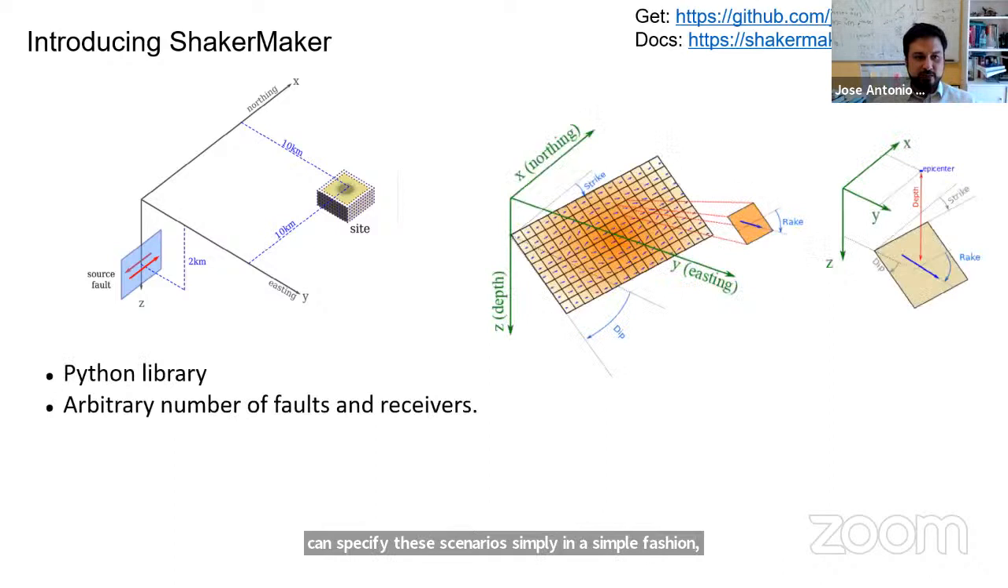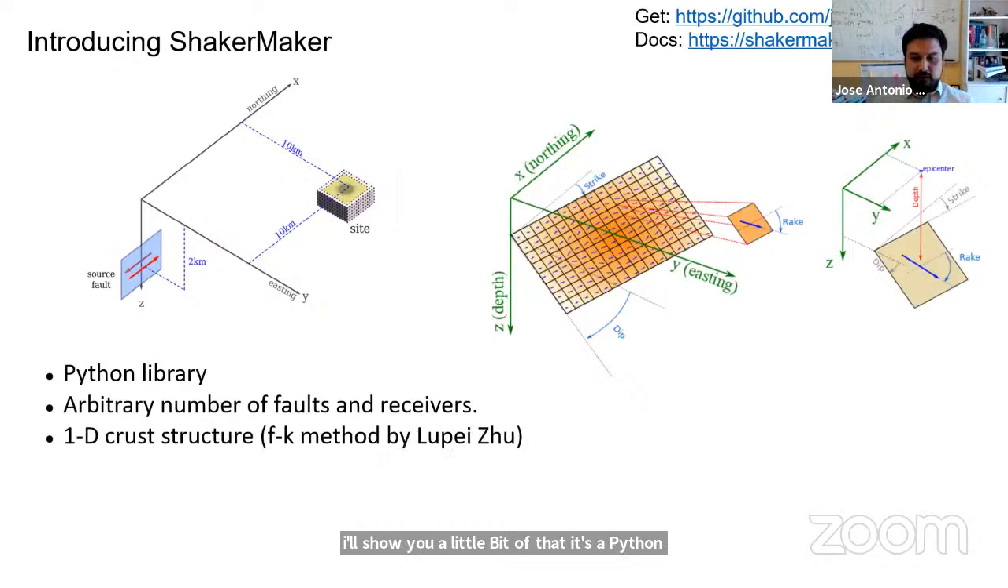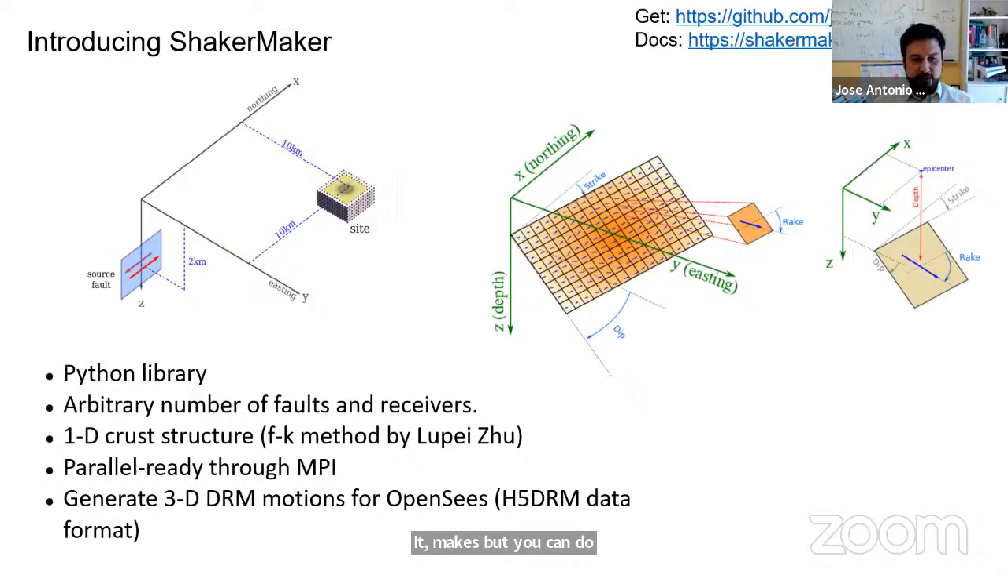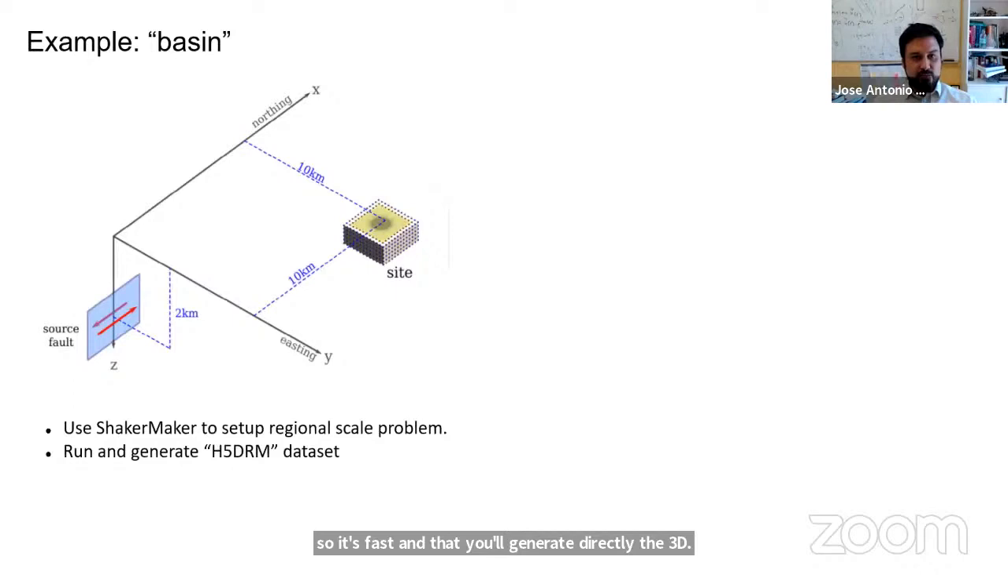It's a Python library. You can have an arbitrary number of faults and receivers. And the only downside is you need to simulate a 1D crustal structure. That's the only assumption it makes. But you can do parallel computing with this, so it's fast, and you'll generate directly the 3D DRM motions for OpenSees. In this case, we simulated a little basin.